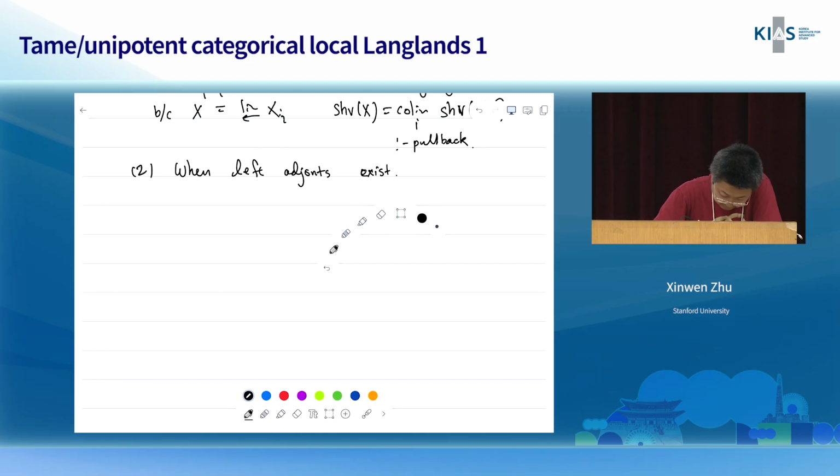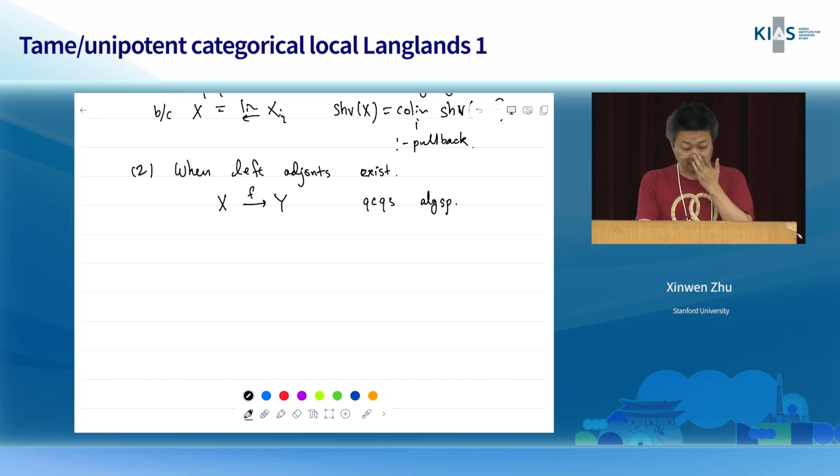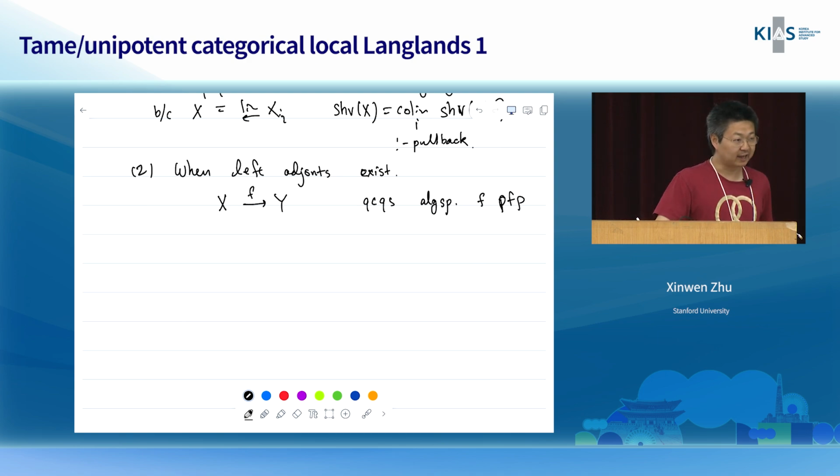So now think about f from X to Y. This is a morphism of quasi-compact, quasi-separated algebraic spaces. Let's say f is finitely presented. And I want to ask when the left adjoint exists. Let's say we have the star pushforward. Then I want to ask whether there's a star pullback. This is something you can ask whether it exists or not. I think it doesn't always exist, but there's a very important special situation where it does.